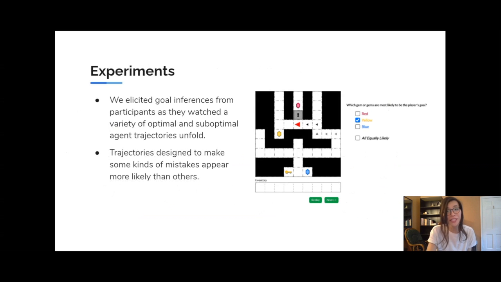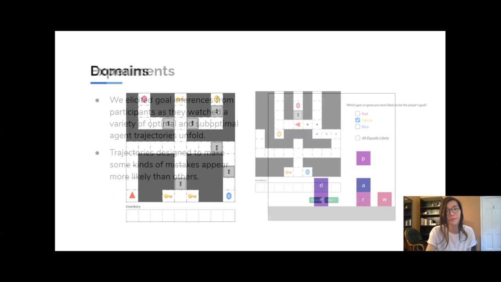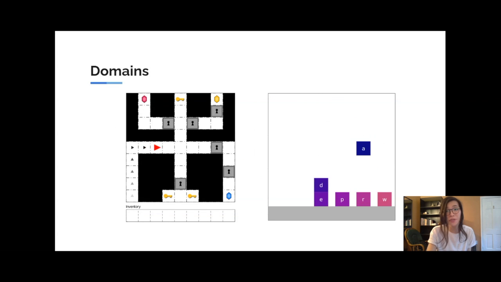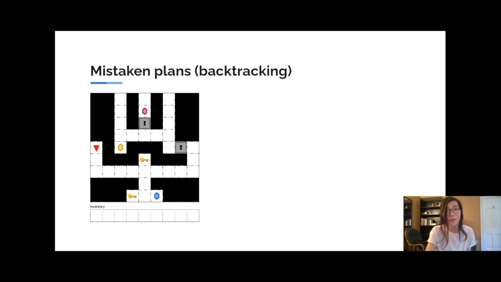To validate our model, we conducted experiments where we elicited goal inferences from human observers as they watched an agent interact with an environment, sometimes optimally and sometimes suboptimally. These trajectories were designed within two domains, a grid world puzzle with doors, keys, and gems, and a blocks world environment where an agent spells words out of lettered blocks. Now I'll show a couple of illustrative results. Watch this agent and try to guess which color gem it's trying to pick up.